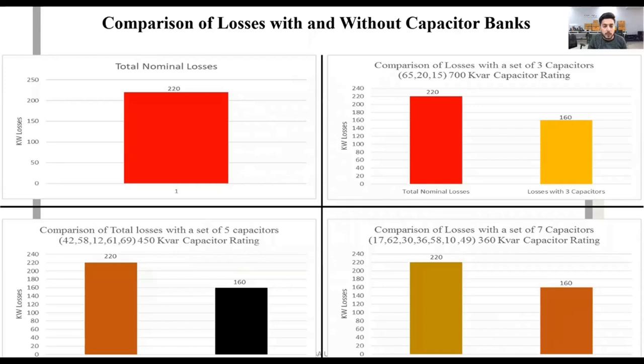These are the comparisons of losses with and without capacitor banks. Here you can see that the nominal losses are 20 kilowatt. And after placing capacitor banks, we got 160 kilowatt losses at bus numbers 65, 20, and 50. The rating of the capacitor is 700 kVAr. Similarly, these two graphs show the same results but with different capacitor ratings.